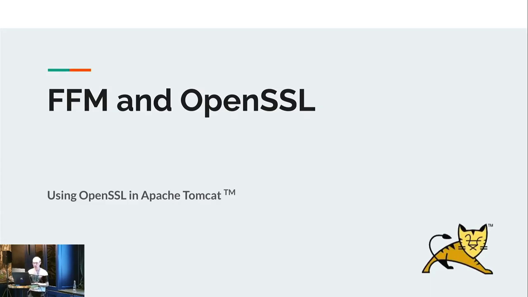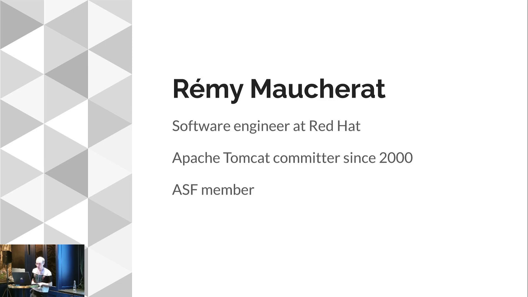So welcome to this presentation on the foreign function and memory API. I will show how to improve your use of native code inside the Java platform. This will be through an example using OpenSSL in Apache Tomcat, which is what I've been playing with for some time now. So I'm Remy Maucherat.